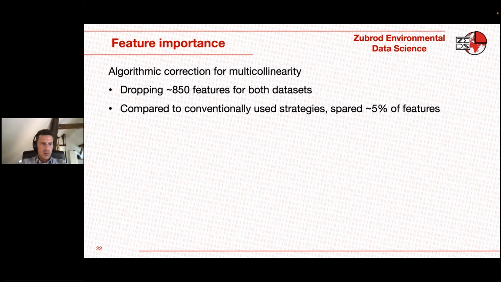Okay, so we believe that our modeling approach was suitable for the task at hand. None of the alternative approaches resulted in better models, and so we went on into the next step, where we wanted to assess feature importance in our models. We first applied the algorithmic correction for multicollinearity to the data sets that resulted in our selected models. In both cases, for fish and invertebrates, dropping approximately 850 features, but still, compared to conventionally used strategies for multicollinearity correction, we spared approximately 5% of features which might have contained important information for our modeling.